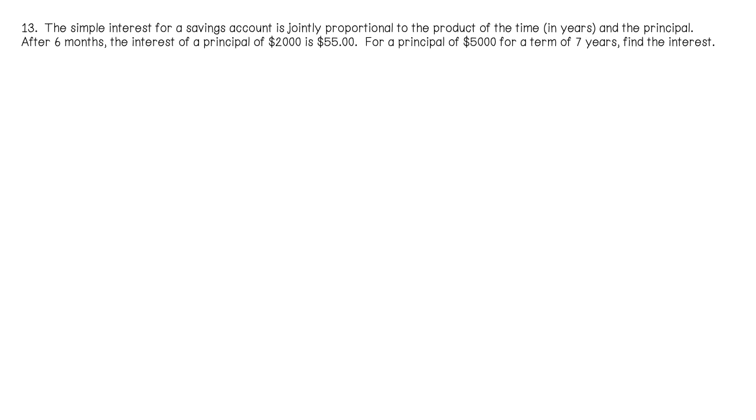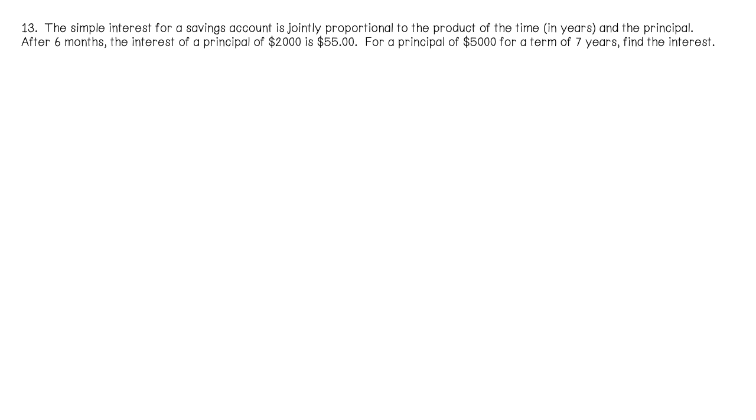Again, pause this video, see what you can do on your own, and then hit play to see if your answer matches mine. I will warn you though, there is a little bit of a trick in this one, so pay attention closely when you read. The simple interest for a savings account is jointly proportional to the product of time and the principal. After 6 months, the interest of a principal of $2,000 is $55. For a principal of $5,000 for a term of 7 years, find the interest.